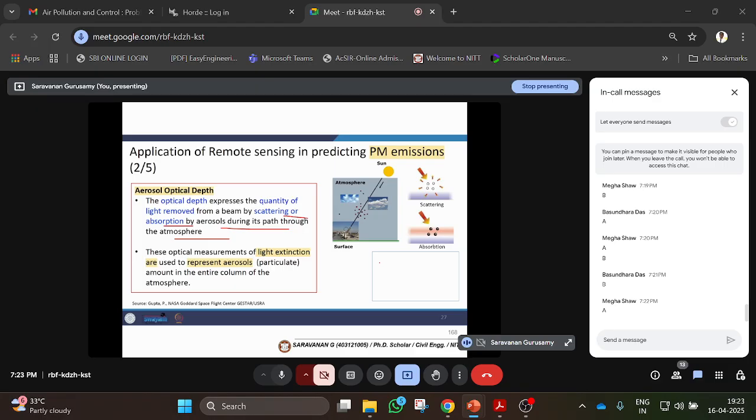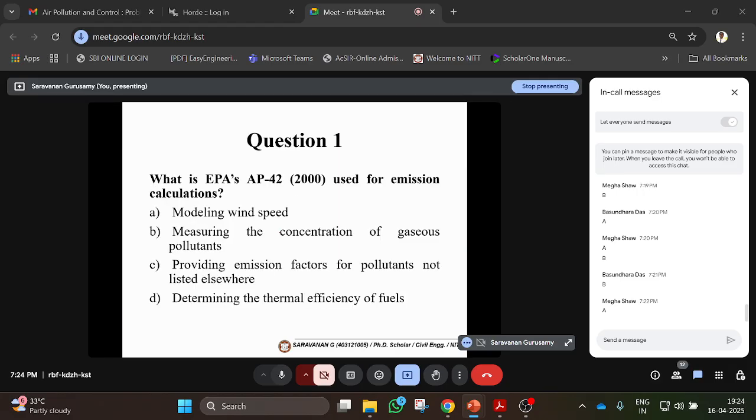If it is not raining for a long period, then you cannot see clearly. If you go to the Taj Mahal or any scenery after rain, it will look beautiful. Like any mountain after rain, you can see a beautiful vision because there is no aerosol in the atmosphere, it has already got deposited. So there is no aerosol optical depth. So that's expressed as the quantity of light removed by the scattering or absorption of aerosol during its path through the atmosphere. Okay.